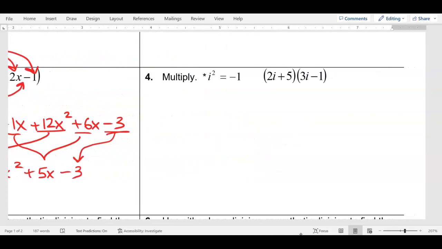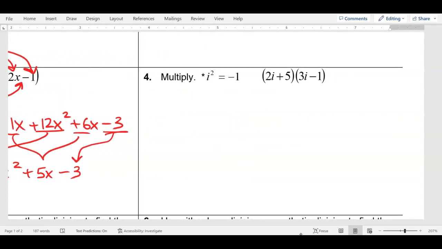All right, multiply. So let's do it. 2i times 3i, 2i times negative 1. So 2i times 3i is 6i squared. 2i times negative 1 is negative 2i. 5 times 3i is 15i. 5 times negative 1 is minus 5.